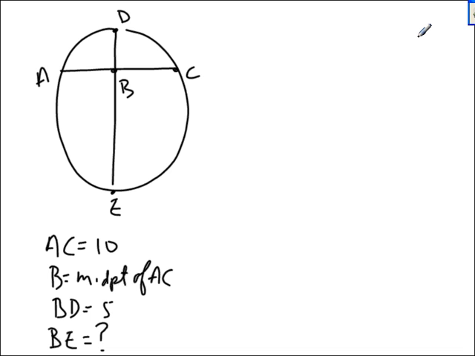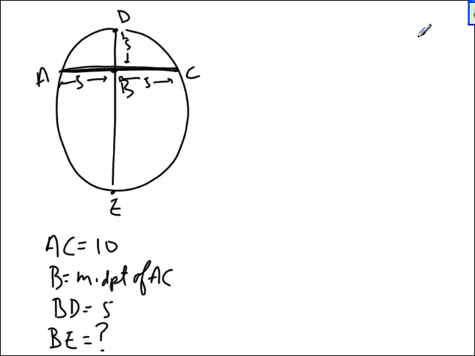Okay, well, AC is 10. This whole line is 10. But B is the midpoint. That is, each piece is 5. And I tell you that BD is also 5.